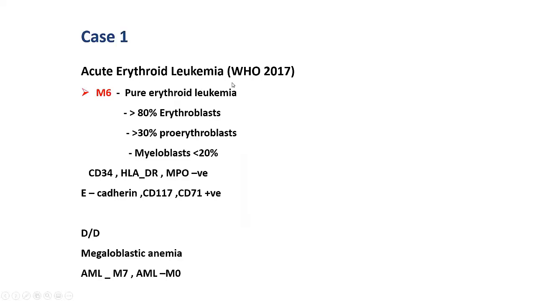Now, this is a new entity as per WHO 2017. Earlier, we had M6A and M6B. Now we know that M6A is MDS, while M6B is actually the pure erythroid leukemia, and the criteria are more than 80% erythroblasts, out of which more than 30% should be proerythroblasts.